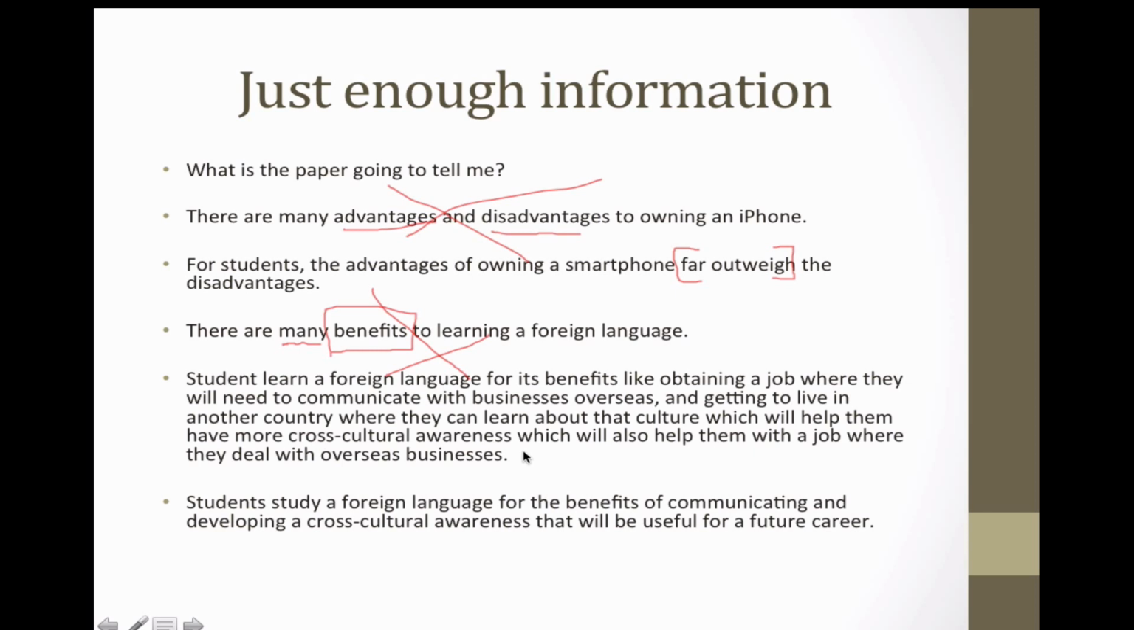So here is a little bit better because now I took out that extra information and now I just have my topic and my supporting points and my focus. So I took out the extra information, which left me with the benefits of communicating and developing a cross-cultural awareness that will be useful for a future career. So that is the perfect amount of information. Okay, so cross this one out too. And here again, here are the good thesis statements.